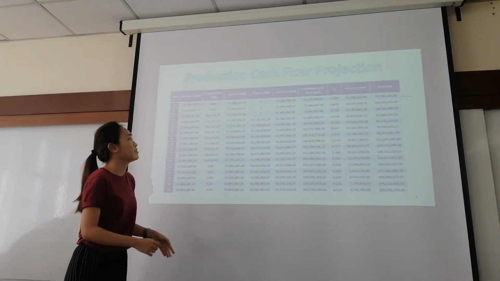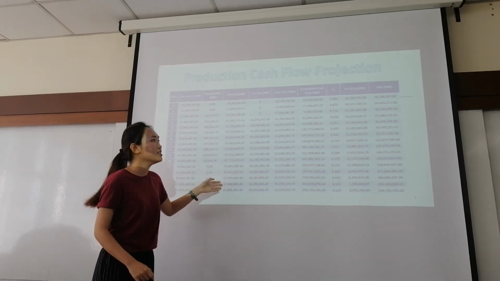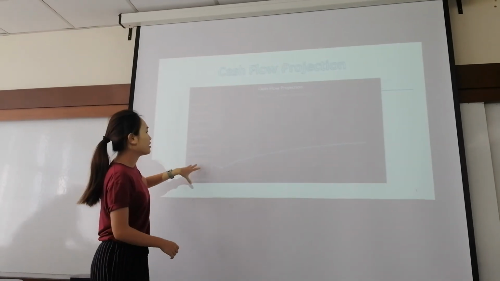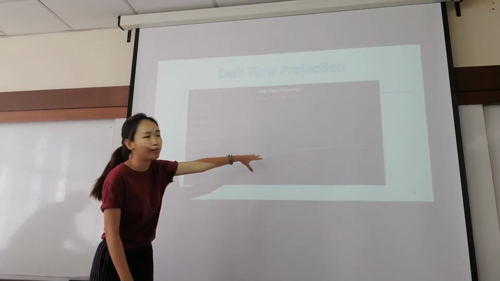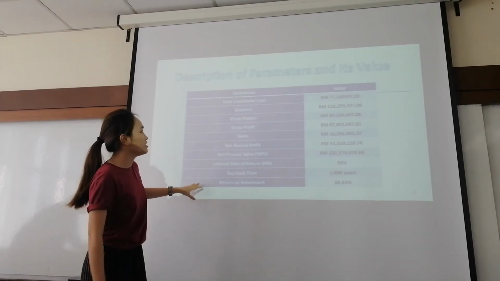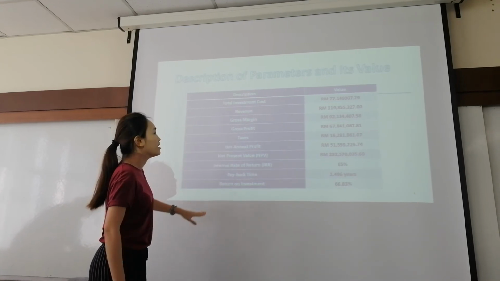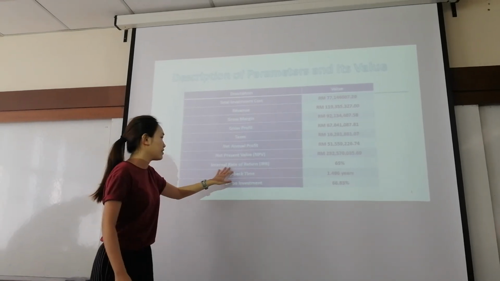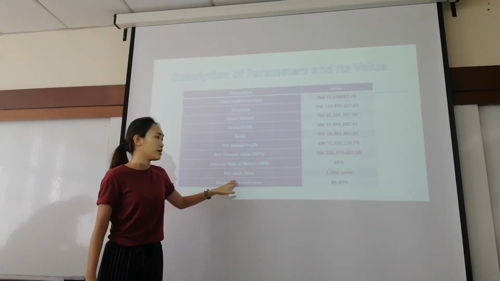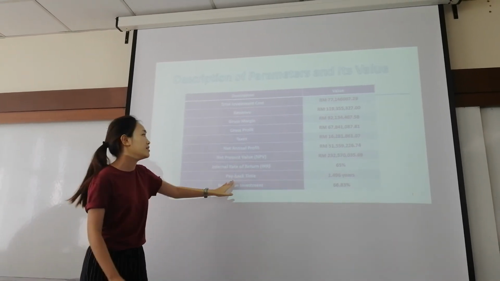So this is the production cash flow projection we have done. You can see the graph for these two, where one is the cumulative and the other one is the NPV. And this is a summary of all, where our ROI will be 66.83%, and our IRR will be 65%. Our payback time will be approximately 1.5 years.